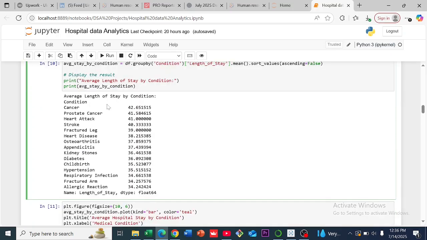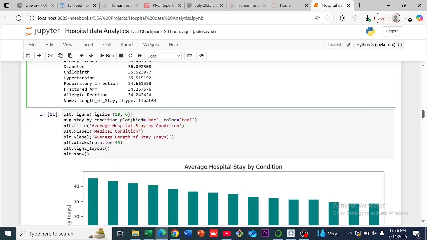So if we go ahead and look at this, we'll see that cancer is the medical condition that has the highest average length of stay, followed by prostate cancer, which has 41 days as its average length of stay. We have heart attack, 41 days, stroke, 40 days, and fractured leg, 39 days. So you can see these are the top 5 medical conditions with the highest average length of stay in the hospital. We can now go ahead and create a bar chart.